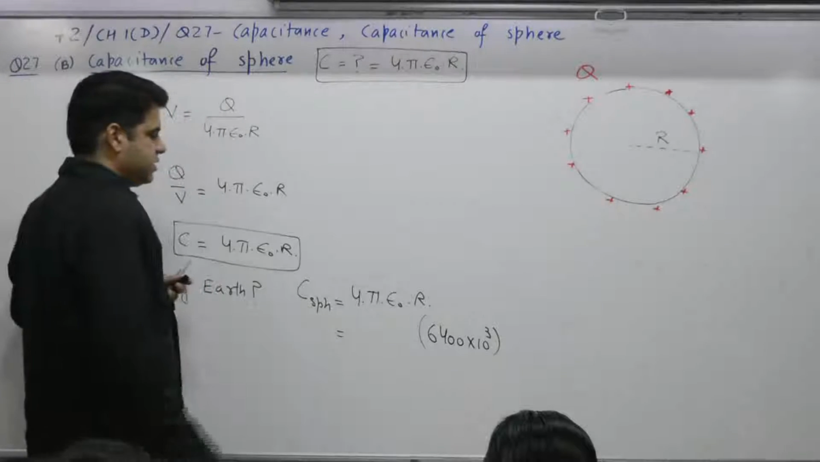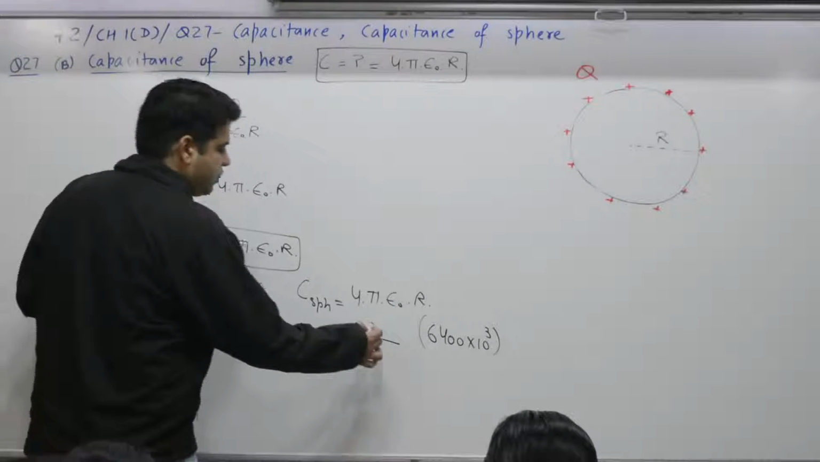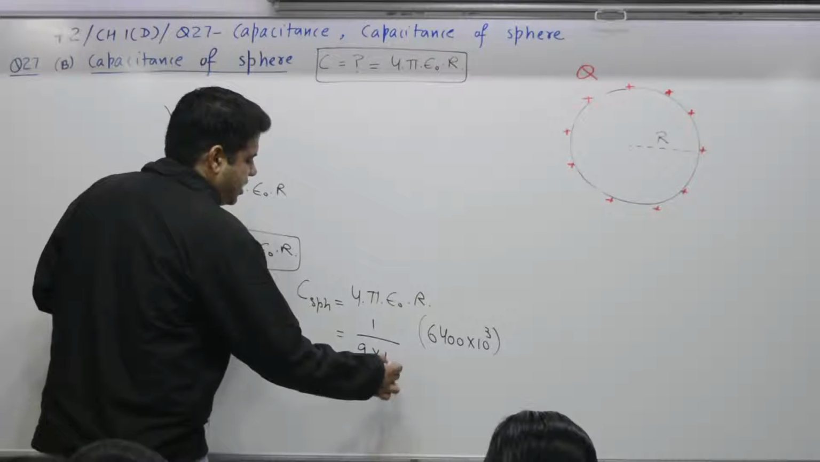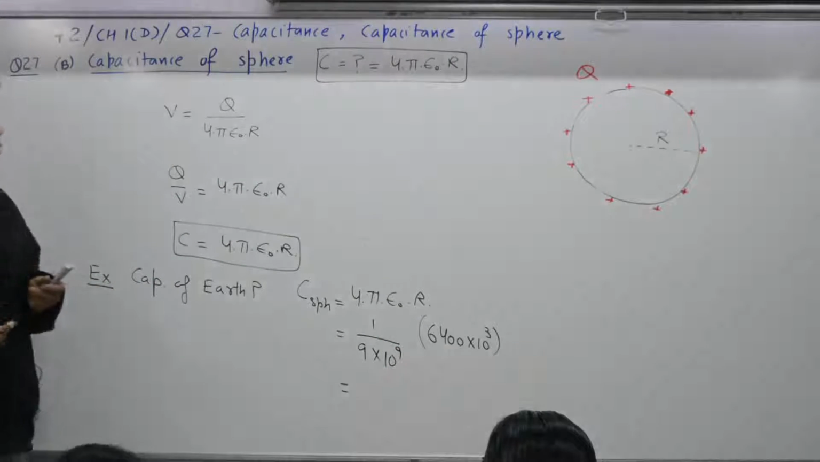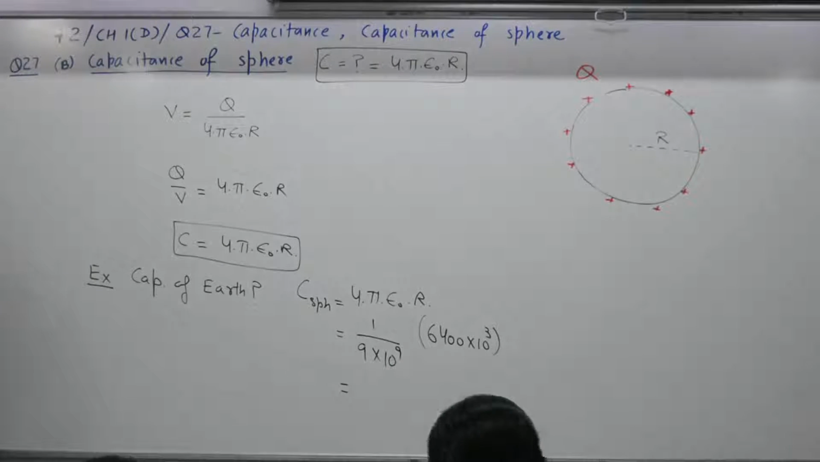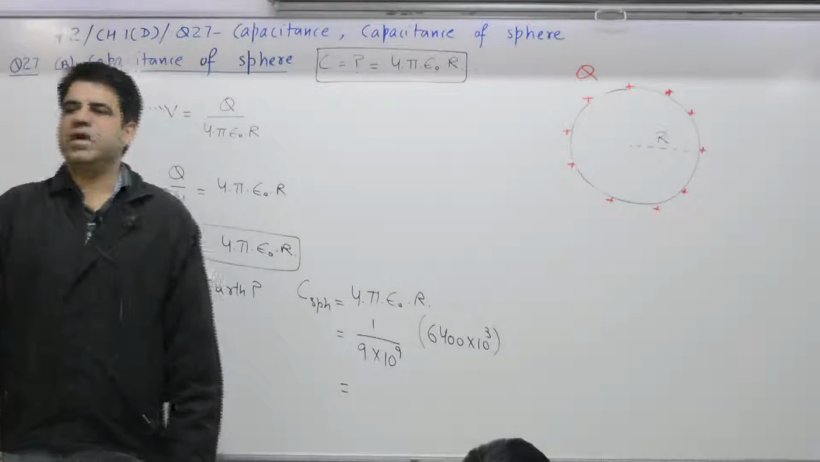The SI unit is meters. 1 by 4 pi epsilon naught is equal to what? 9 into 10 to the power 9. Calculate. Time with you is 3 minutes to write. First you will get the answer in farad, then you write it in microfarad.